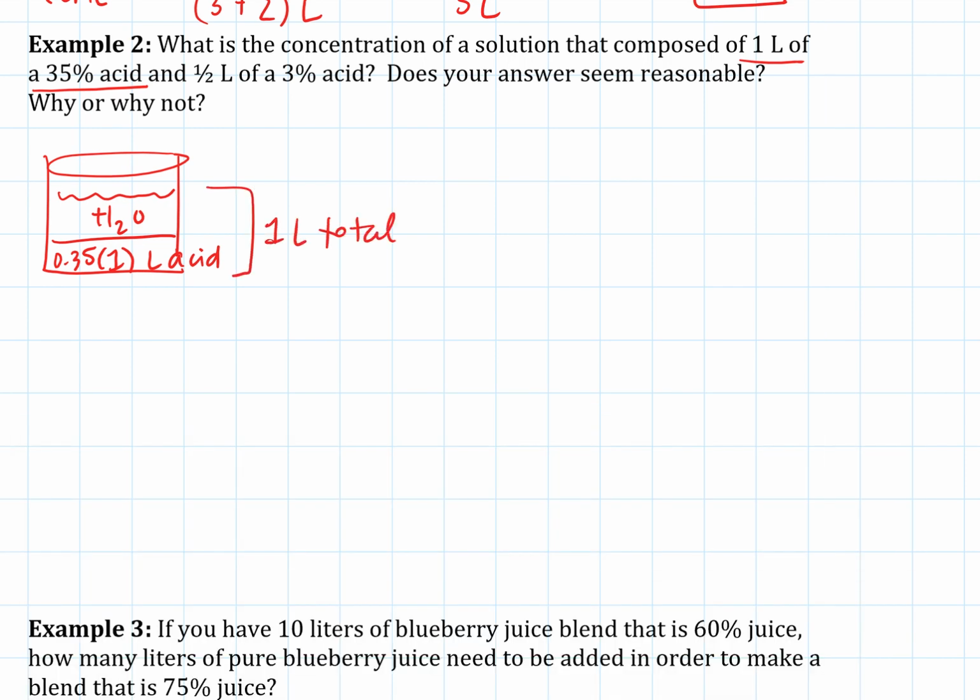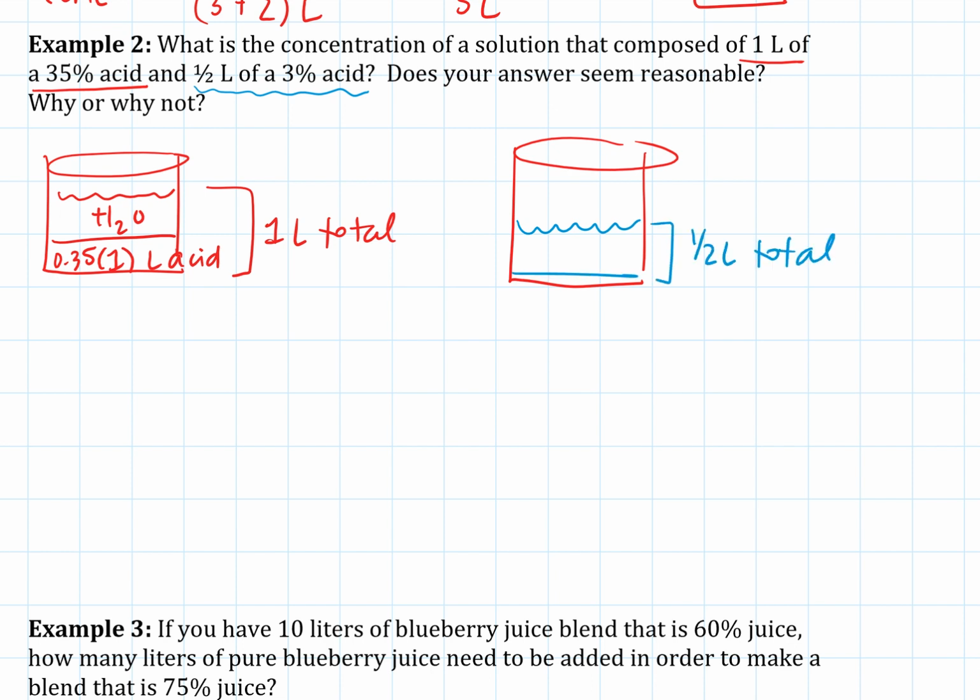in size. And the next thing you're mixing with it is half a liter of a 3% acid, so you don't have as much. You just have a total of half a liter. And you have some amount of acid. How much do you have? That would be 0.03, not 0.3, that's 30%. So 0.03 times half a liter of acid.